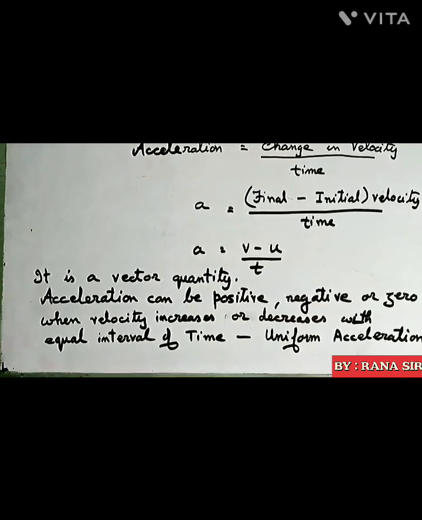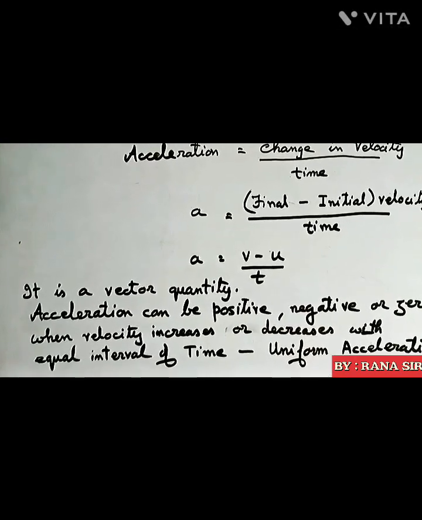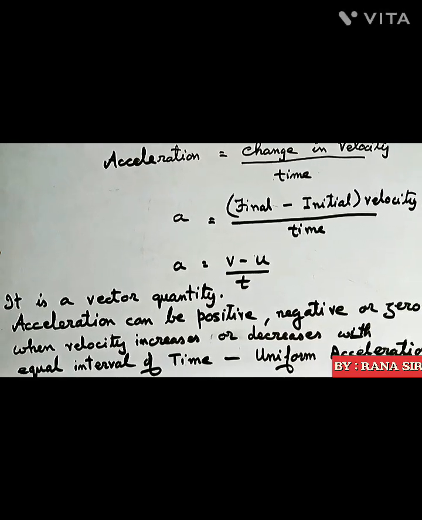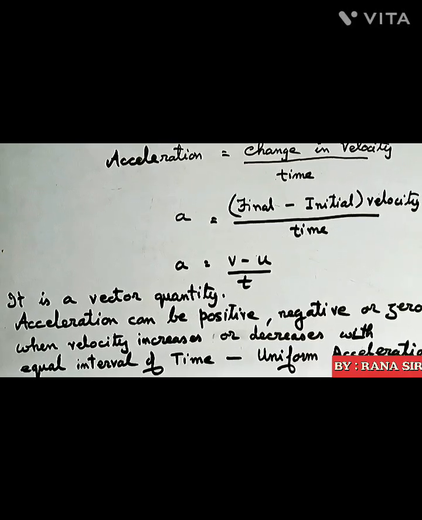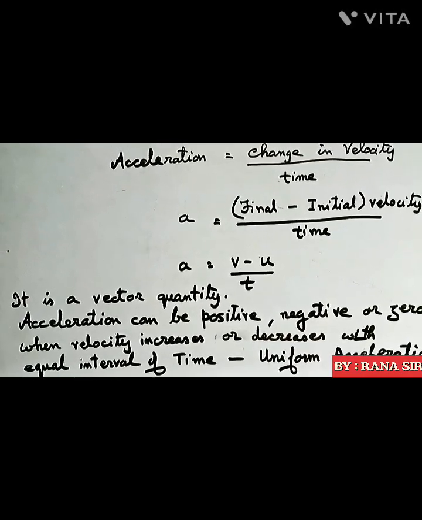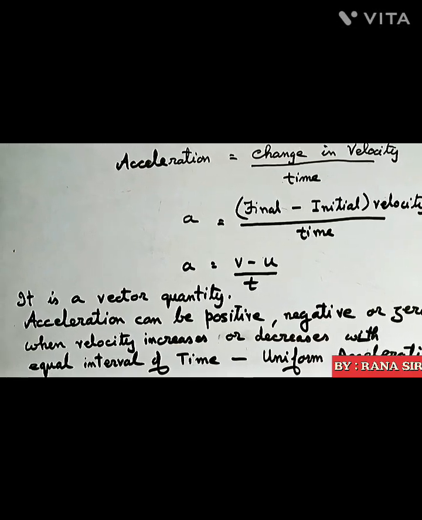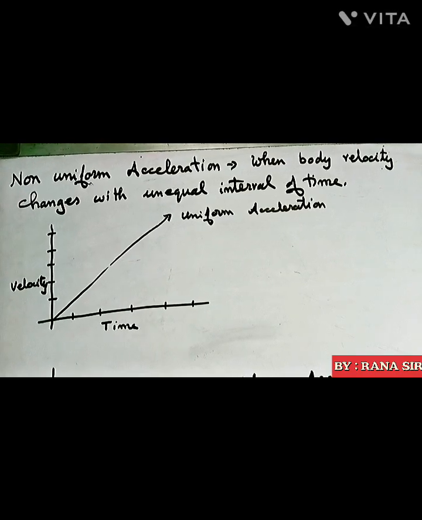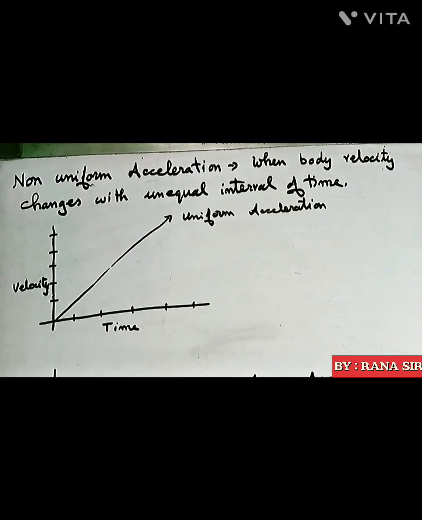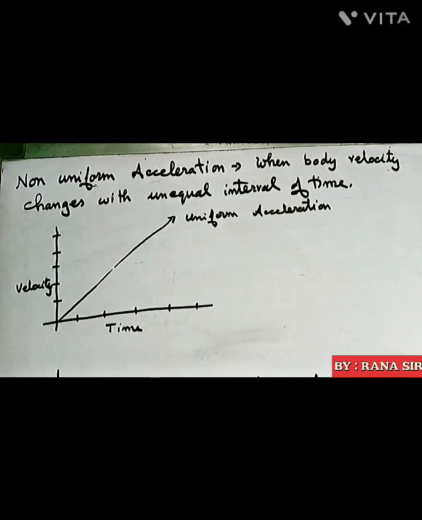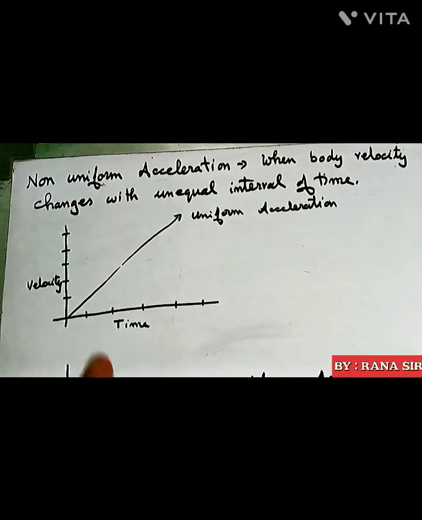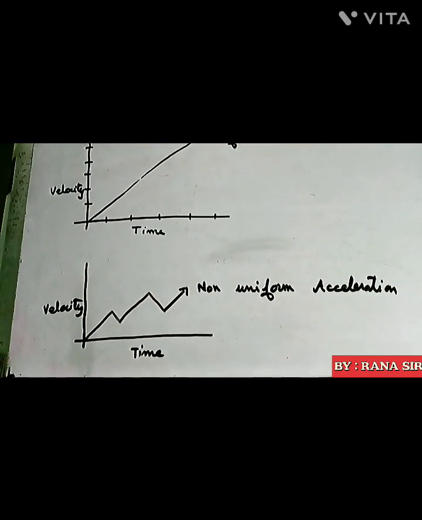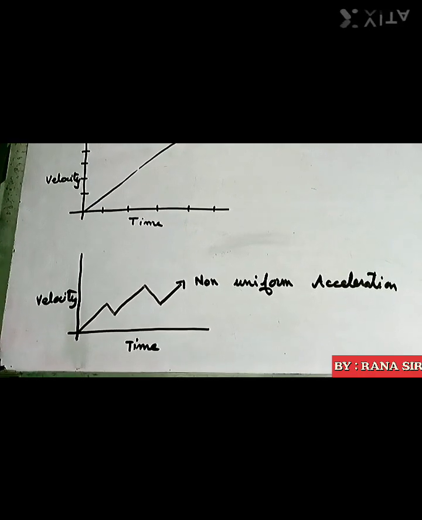When velocity increases or decreases with equal interval of time, it is called uniform acceleration. What is uniform acceleration? The increase or decrease of velocity with time is called uniform acceleration. Non-uniform acceleration is when a body's velocity changes with unequal interval of time. Time is not equal, it is unequal. It is called non-uniform acceleration. Graph-wise, uniform acceleration is a straight line, but non-uniform acceleration has a different shape. It is not a straight line.